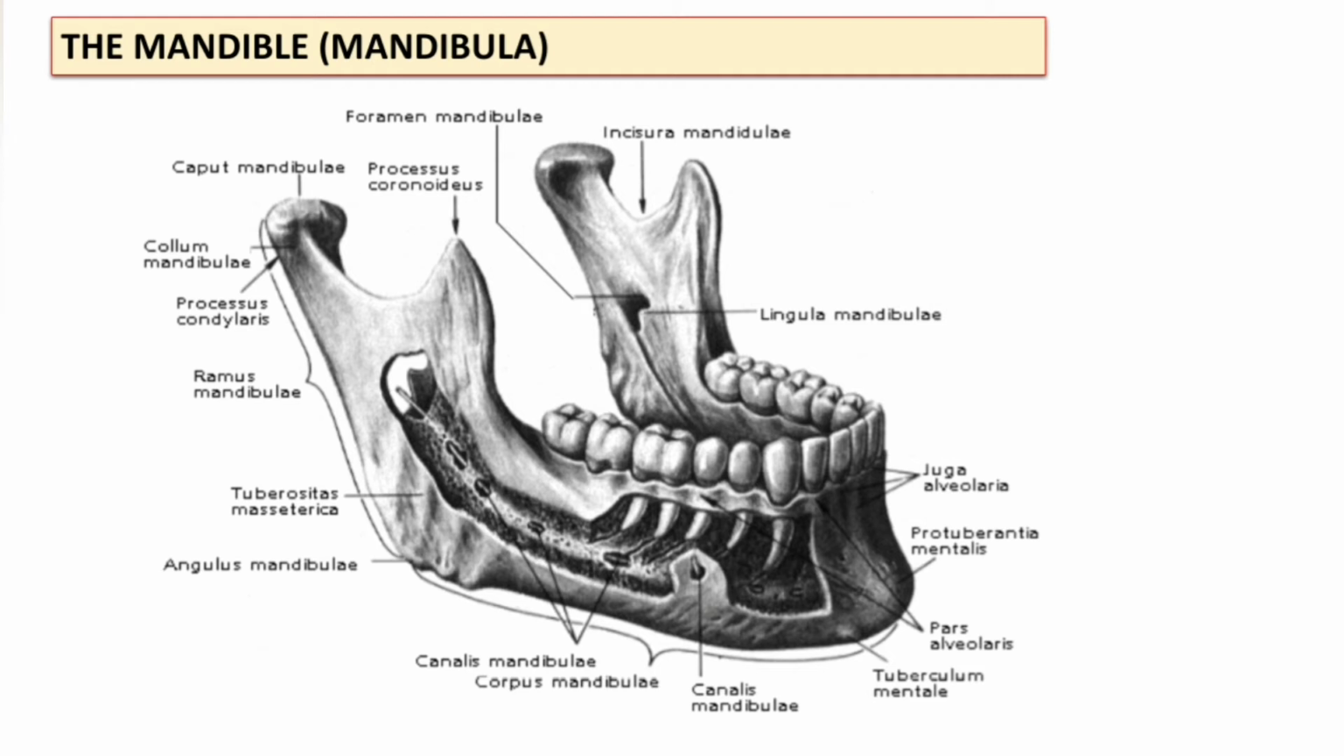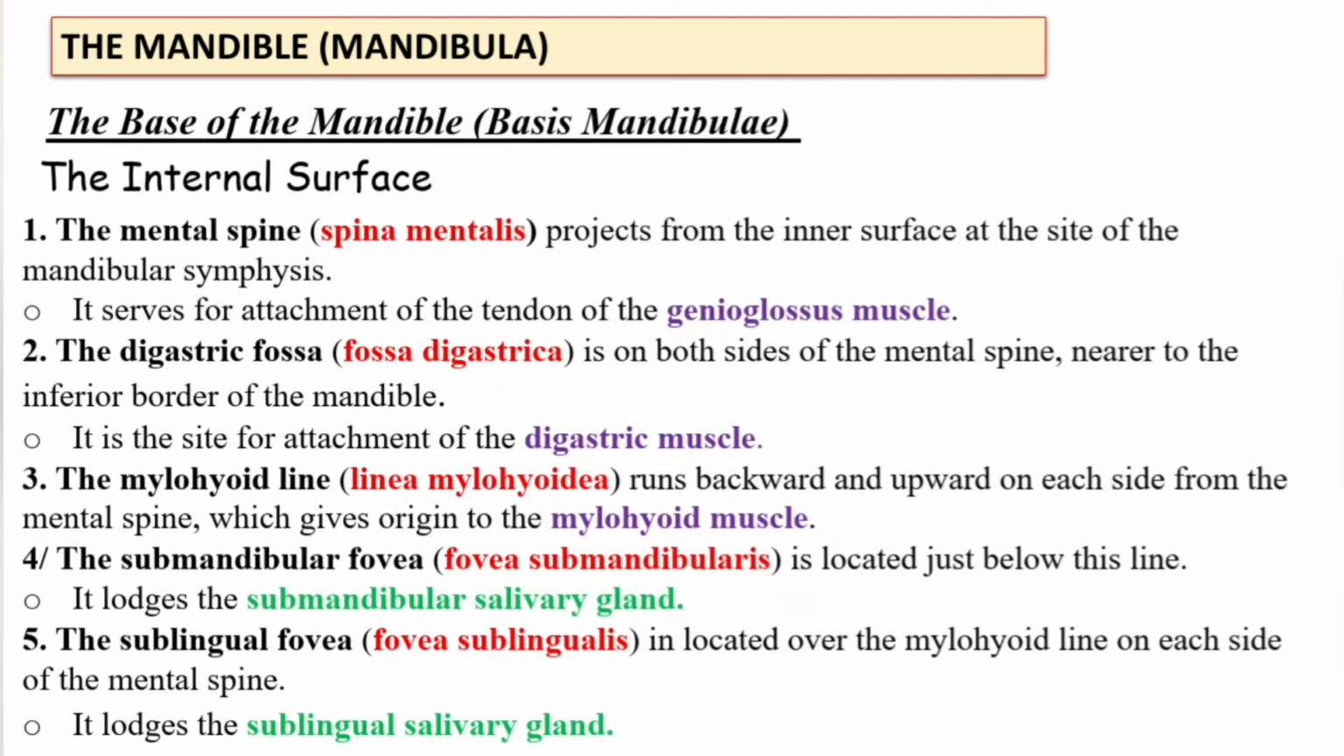So the next part will be the internal surface, of course, because I just talked about the external surface. In the internal surface, there is firstly the mental spine, spina mentalis, which projects from the inner surface at the site of the mandibular symphysis. This mental spine is very important because it's for attachment of the genioglossus muscle. It's a muscle for the tongue, genioglossus. There is also the digastric fossa, fossa digastrica, on both sides of the mental spine, and it's for attachment of the digastric muscle.